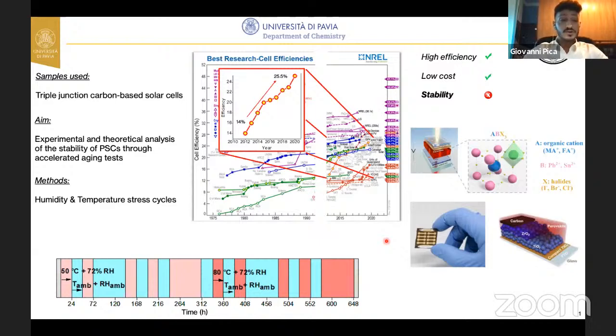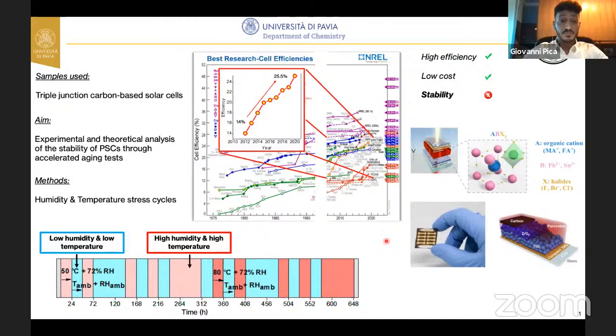The temperatures chosen are respectively below and above the phase transition temperature of the active material, that is around 54 degrees. And we measured these cells under a very well-defined aging protocol consisting of two different periods of time. In the first period, we have a situation of low humidity and low temperature, indicated with the blue slots in the figure, and a situation of high humidity and high temperature, indicated by the red slots.